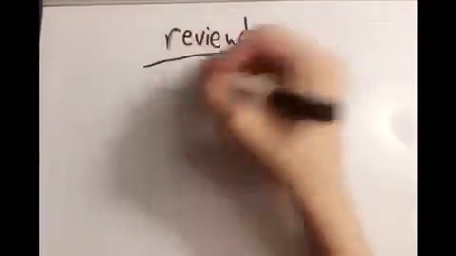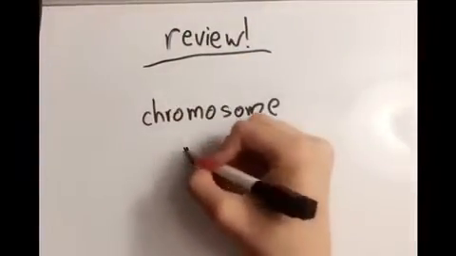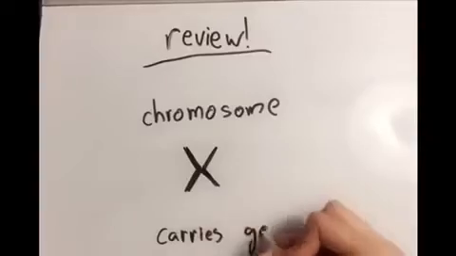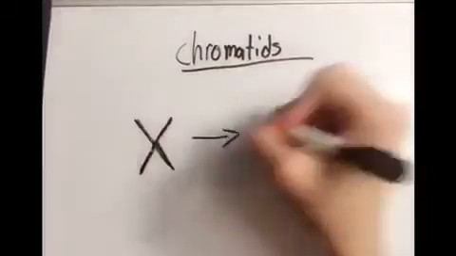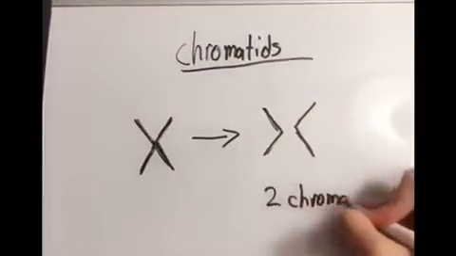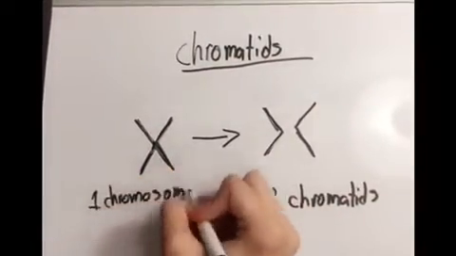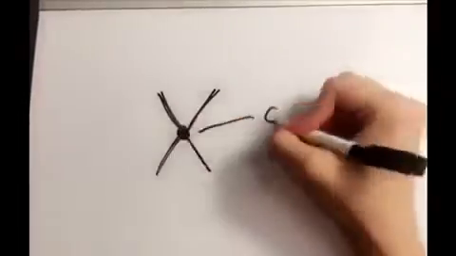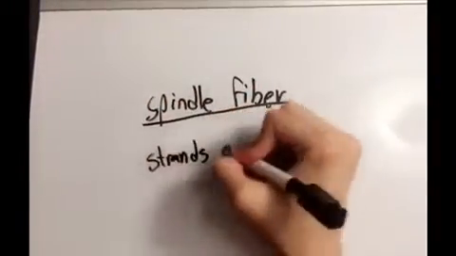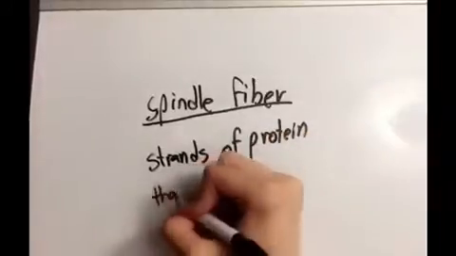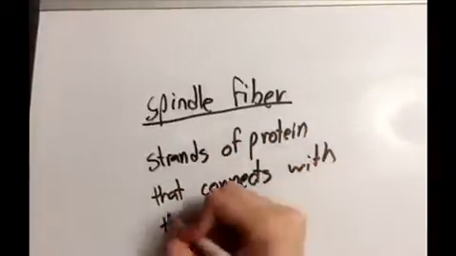Let's review the terms. The chromosome inside a cell is there to carry genetic information, and it looks like an X. The chromatids are one half of a chromosome, so like half of an X. The centriole is what links the two chromatids together. The spindle fiber are strands of protein that connect with the centriole.